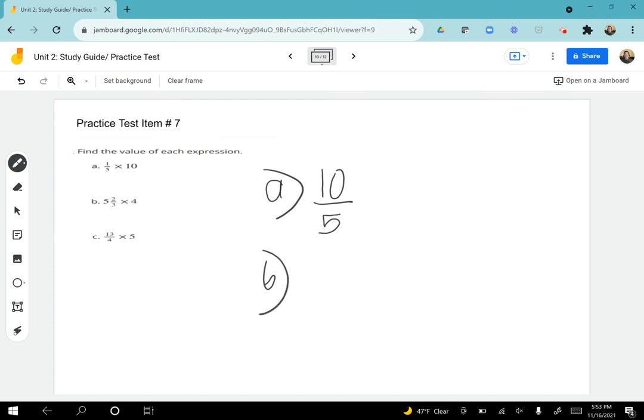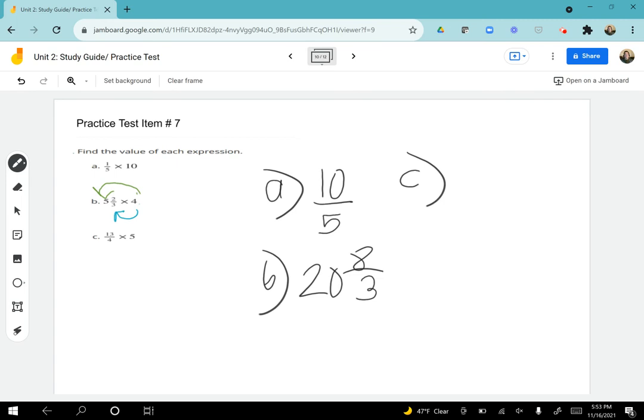For B, again, we want to make sure that we're multiplying the factor 4 by each part of 5 and 2/3. We want to make sure we're multiplying the 4 by 2/3 and we're multiplying the 4 by 5. So 4 times 5 is going to give us 20. 4 times 2/3 is going to give us 8/3. So 20 and 8/3 for B.